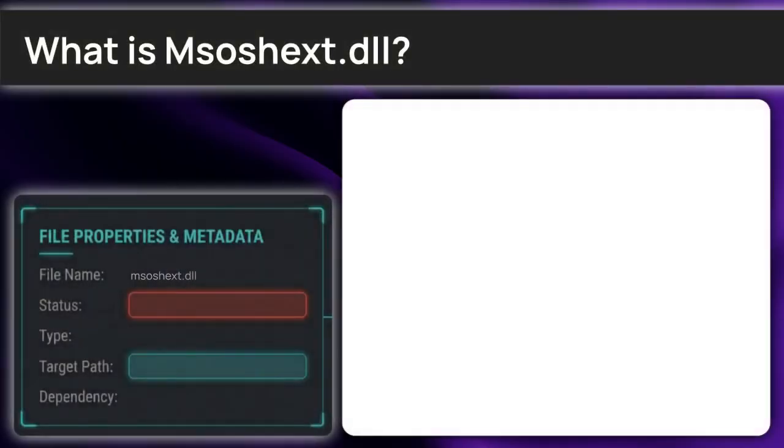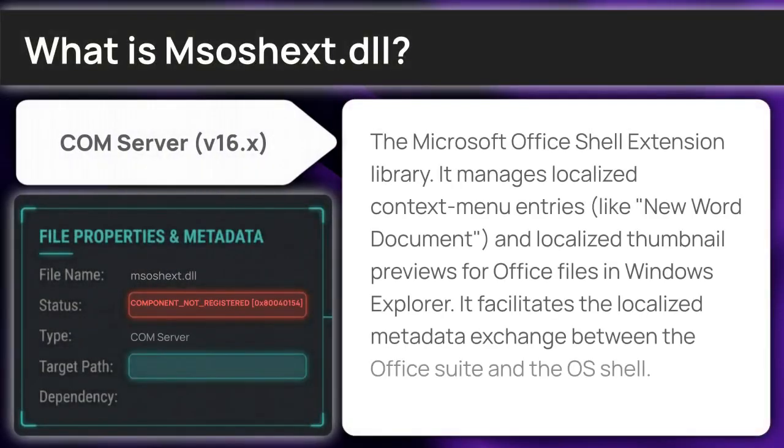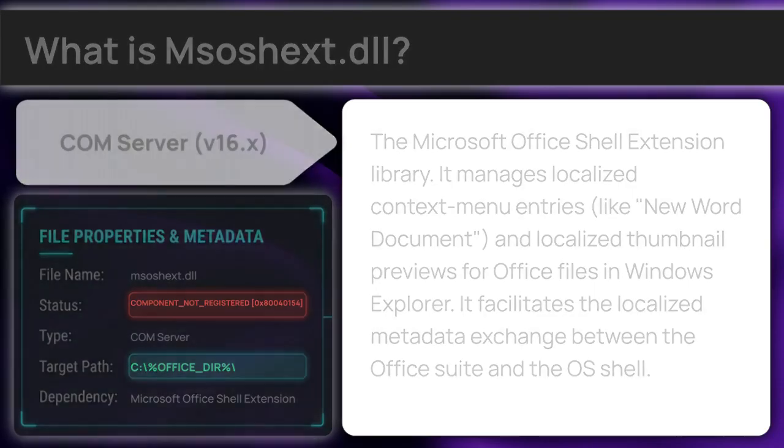This is the MSO shell extension, the Microsoft Office shell extension library. It manages localized context menu entries, like New Word document, and localized thumbnail previews for Office files in Windows Explorer. It facilitates the localized metadata exchange between the Office suite and the OS shell. With that background out of the way, here is how we actually restore the missing component.